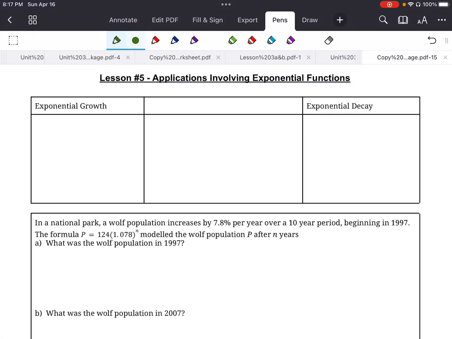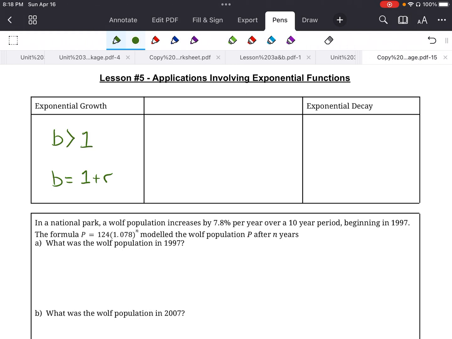Hello, this is the last lesson of our exponential functions unit, and this is the applications involving exponential functions. So we're going to take a look at exponential growth and exponential decay. During the last lesson, we took a quick look at what these are, and we figured out that exponential growth must have a base greater than 1. And to find the base, you're going to add the rate plus 1. So 1 plus the rate. And by rate, I mean if it says 18%, you are adding 0.18 to 1.